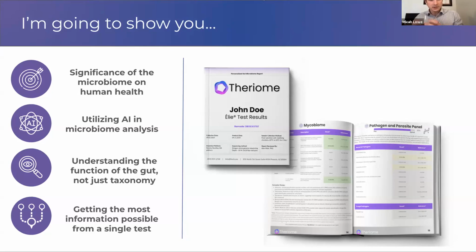Because we don't care so much about the species that are there. We really care about how they function and how that correlates to overall health. So we're going to be getting into how do we come up with that? How do we understand the function of the gut from the species? And then getting the most information possible from a single test.